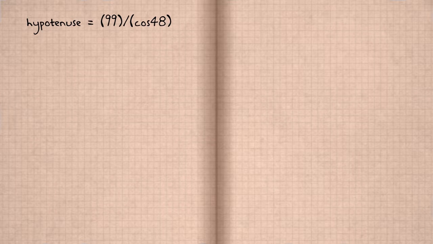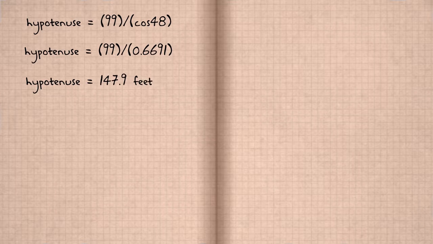Referencing a cosine table, or simply a calculator if you have one handy, we find that cosine of 48 degrees is 0.6691. Plugging that in, we get hypotenuse is equal to 99 divided by 0.6691. Our answer is 147.9, which we will round to 148 feet.